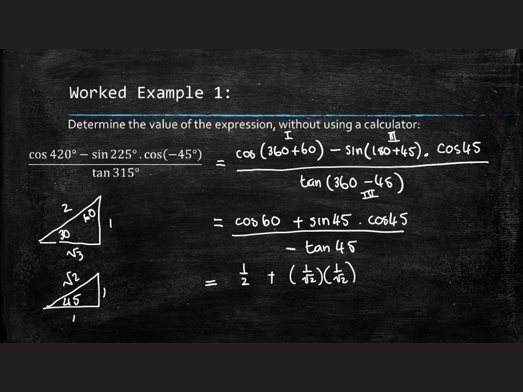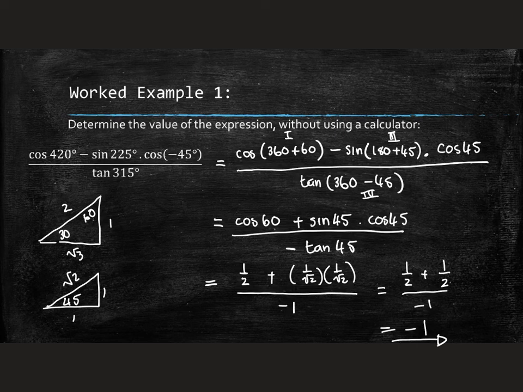That's going to be quite nice, it'll tidy out. And tan of 45 is just 1, so we've got negative 1 in the denominator. What we then get in the numerator is a half plus 1 over root 2 times 1 over root 2, which is also a half, all divided by negative 1. And so half plus half is 1, and 1 divided by negative 1 is negative 1 as a solution.